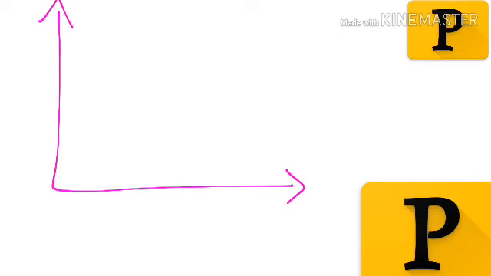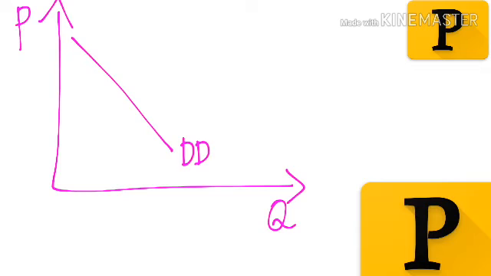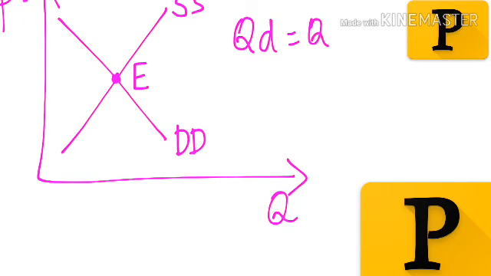Let us see it in a graph. Price P on the y-axis and quantity Q on the x-axis. This is the demand curve DD. This is the supply curve SS. So this point is known as the equilibrium point. That is, the supply curve and the demand curve meet at this point, and this point is known as equilibrium. We denote the equilibrium point as E. So this is equilibrium. The quantity demanded in a market is equal to the quantity supplied.